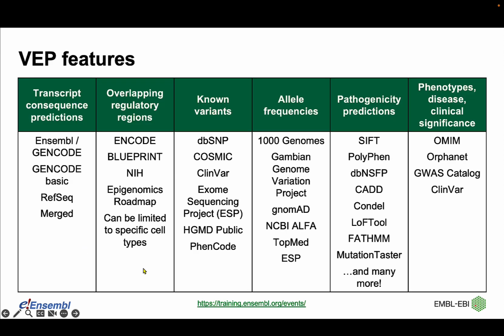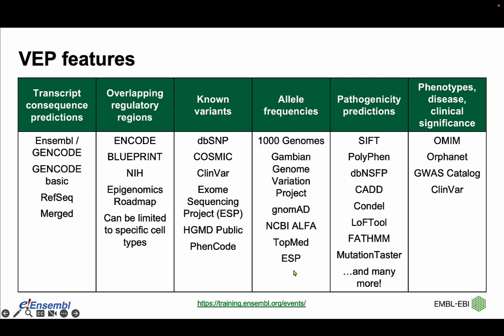So to help you with prioritizing your variants, VEP supplies you with a range of information which you can use to filter your results. VEP will report any genes, transcripts, and regulatory elements that your variants map to. VEP will tell you if any of your variants have been reported in databases like dbSNP or COSMIC. We also report any allele frequencies from the 1000 Genomes Project, exome sequencing project, gnomAD.